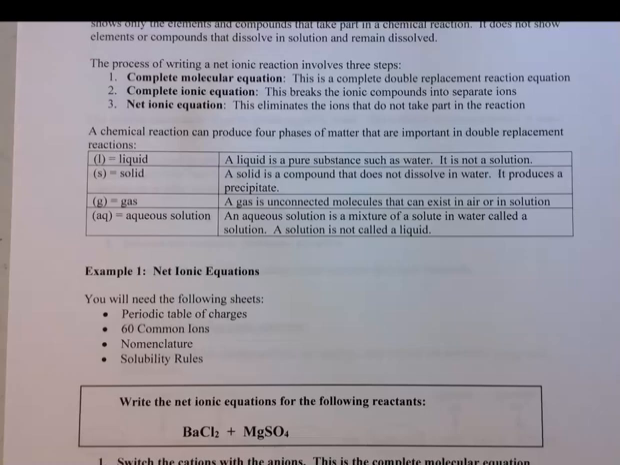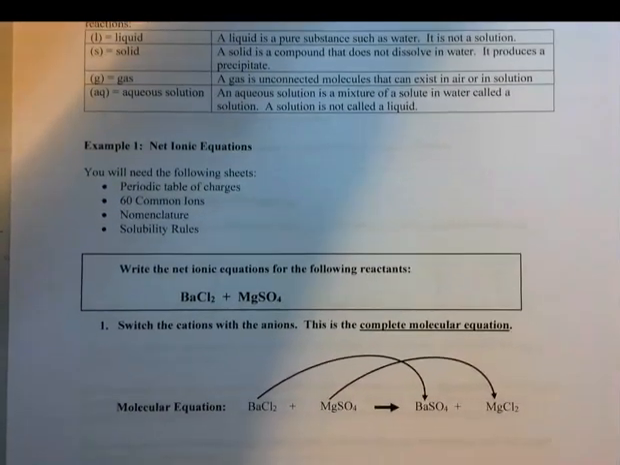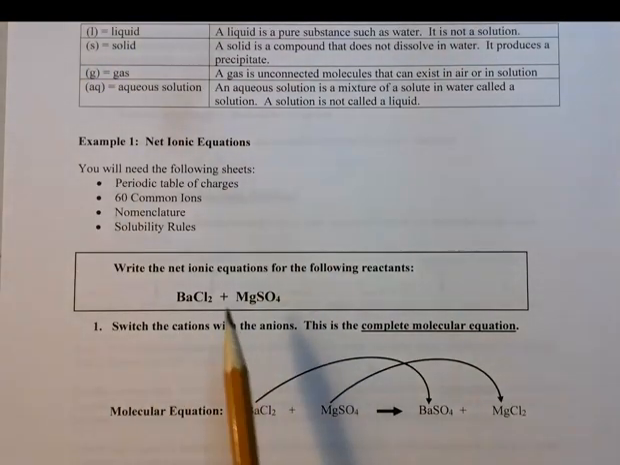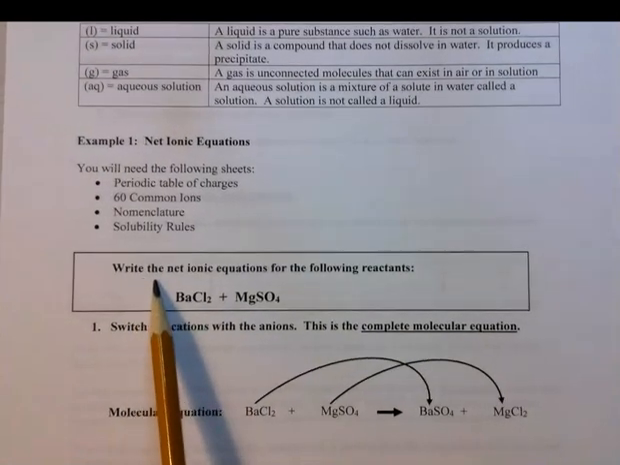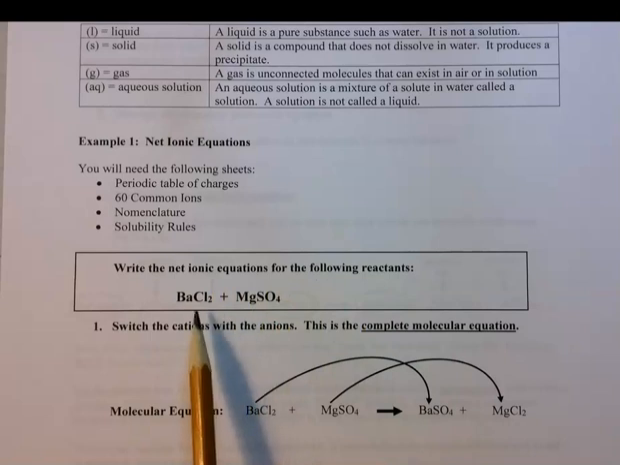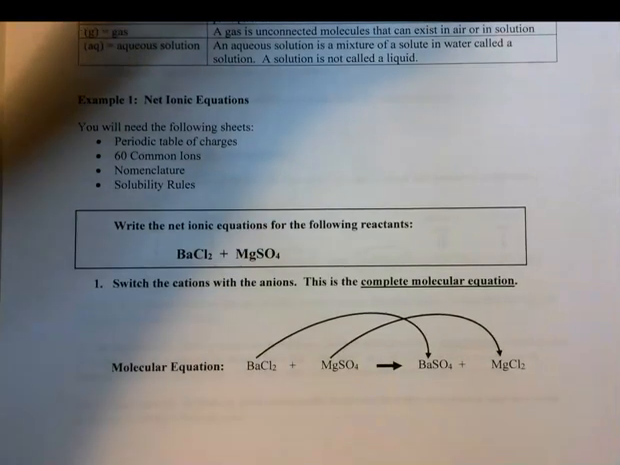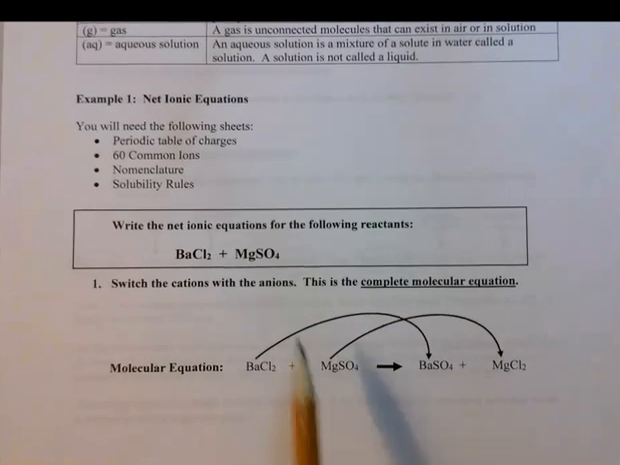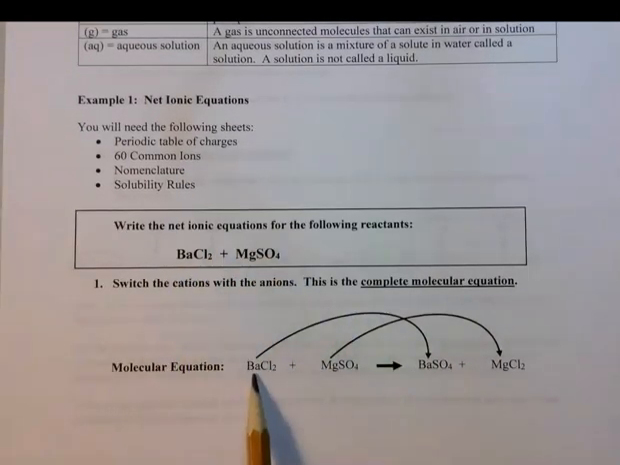Okay, so here we go. We are going to go ahead and write a net ionic equation for a chemical reaction. So it's a very simple question. Write the net ionic equation for the following reactants: barium chloride and magnesium sulfate. So the first thing you do is you switch the cations with the anions, and this is the complete molecular equation. So you take the barium and you switch it over so that it's with the sulfate. There it is right there. And then you take the magnesium and you switch it over so it's with the chloride, and there that is right there. And that's the double replacement reaction.